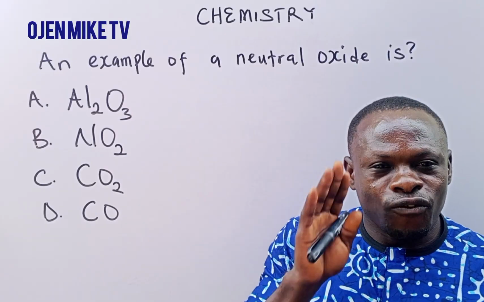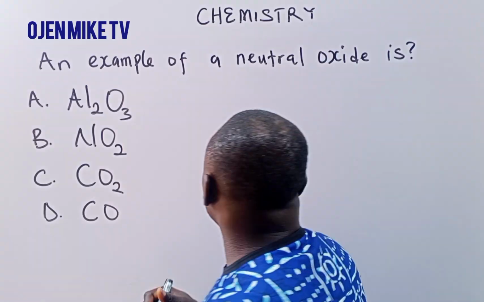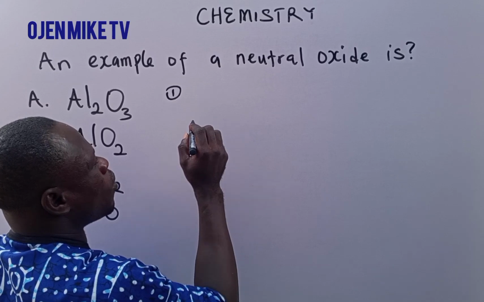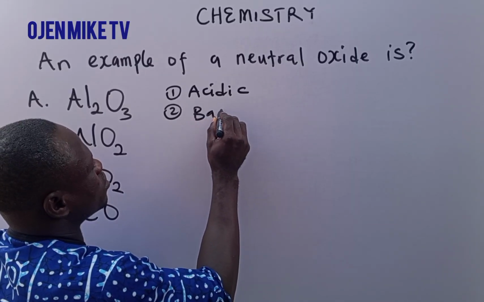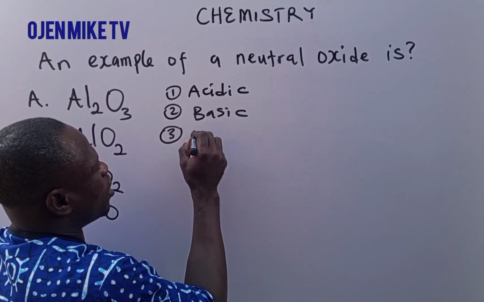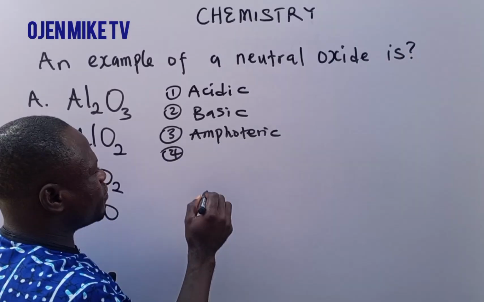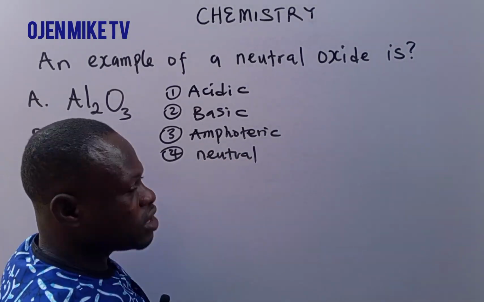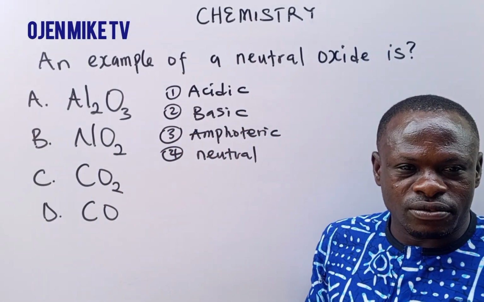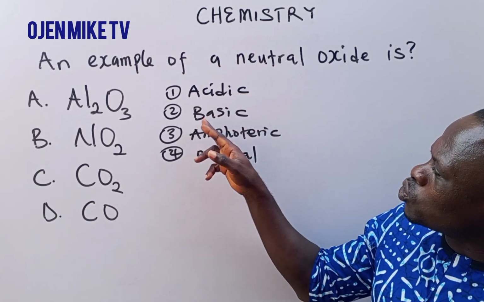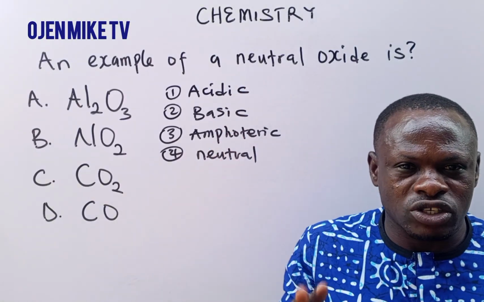Now we have 4 major types of oxide. Others are higher oxides, but the 4 major types include: 1, acidic oxide; 2, basic oxide; 3, amphoteric oxide; and 4, neutral oxide. These are the 4 major types of oxide: acidic, basic, amphoteric, and neutral oxide. Now I'm going to explain briefly all of them and give you their various examples.